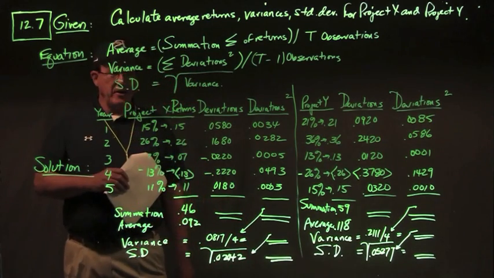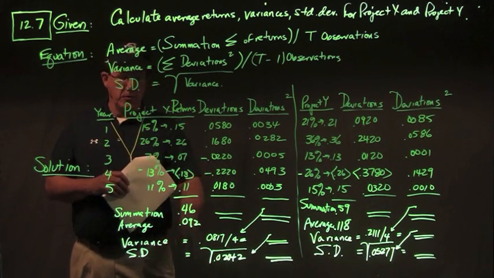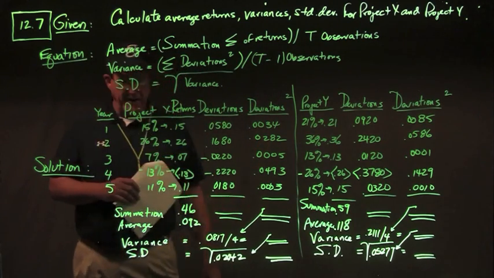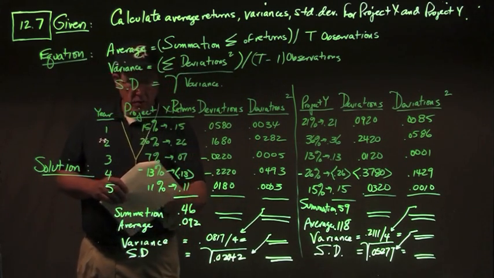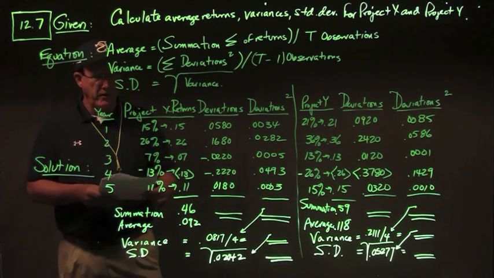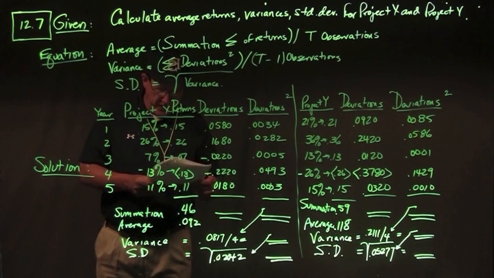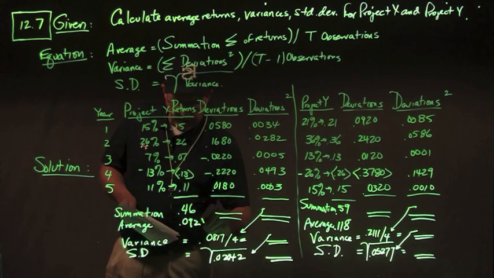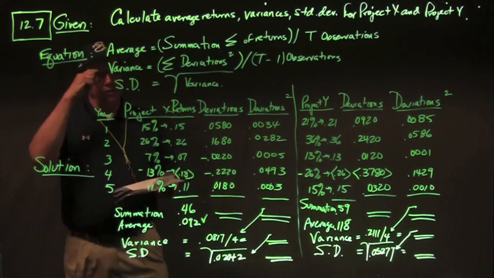Step number 1, calculate the average. So once we have our decimals, we want to calculate the average. To do this, I need to sum all of the returns divided by t observations. So my summation is 0.46. If I add these 5 numbers up, I should get 0.46, and then if I divide that by 5, I should get an average of 0.092. Step 1, calculate your average.